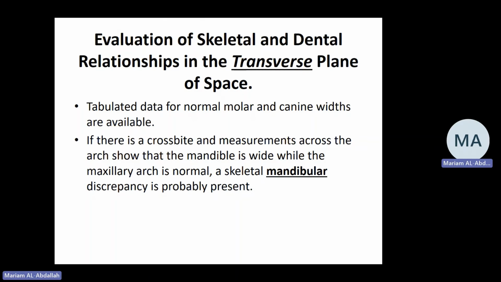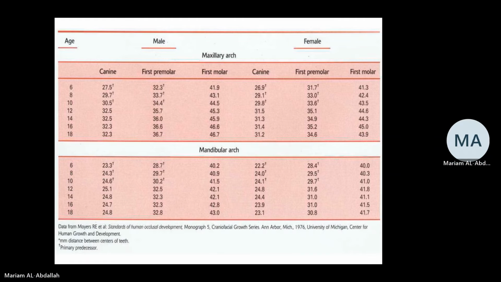There are certain tables that will give you the normal intermolar width and intercanine width, based on gender, males and females, and they will give you a clue of any problems in the transverse dimension. Sometimes the problem is not only related to the maxilla. Sometimes the mandible is well developed, for example, and expanded, or maybe it is small and narrow, and it can contribute to the transverse discrepancy. So this is the maxillary arch and the mandibular arch, with the intercanine width, interpremolar width, and intermolar width, for males and females.